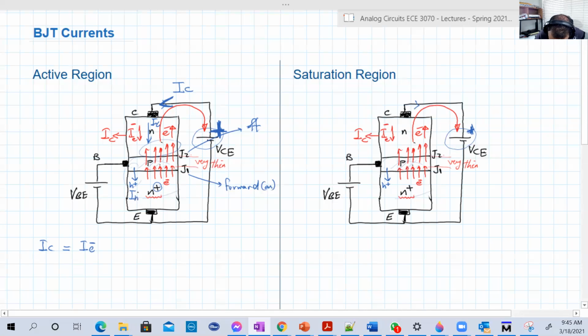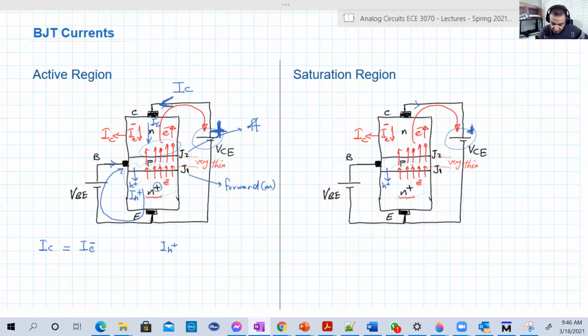How about this hole current? Although the holes are few, since the emitter is heavily doped, maybe for each 100 electrons that move from the emitter to the base, there is just one hole that moves from the base to the emitter. So there is also an I hole here, a current due to positive charge, and it has the same direction as the holes because holes are positive. It is injected from the base, so this is the direction of this hole current. Like the collector current going into the collector, this IB is going into the base. Both are going into their terminals. This whole current is basically IB. How about IE?